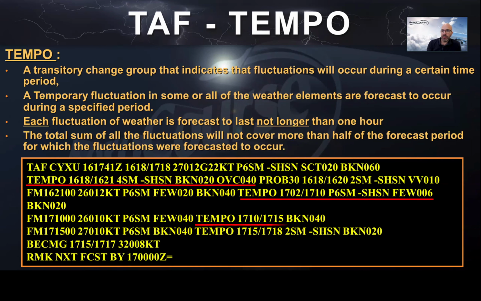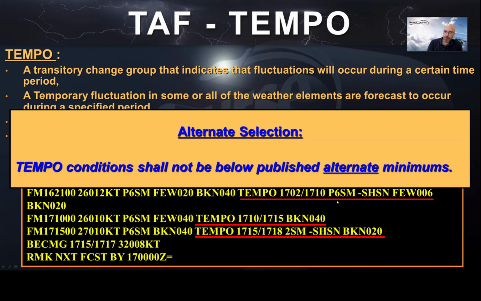With tempos, this means that there's some sort of fluctuation occurring temporarily over the period of time. Now, tempos, there's some rules about it. Each fluctuation cannot be longer than an hour, and the number of fluctuations in that period can't be more than half of the period. So if it's saying, for example, here it's saying tempos between 2 and 10, that's an 8-hour period. So the fluctuations can't last longer than an hour, and there can't be more than 4 hours worth of these fluctuations. That's what it means. Tempo conditions can't be below your published alternate minimum, of course.